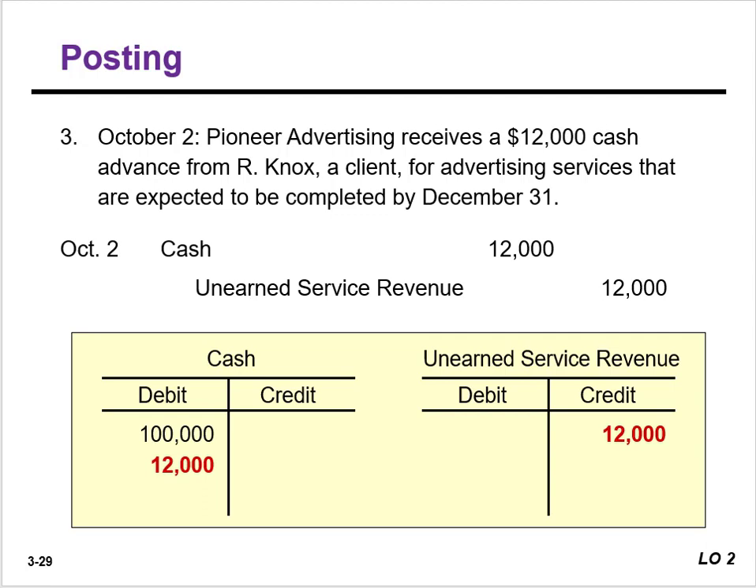October 2nd, Pioneer Advertising receives a $12,000 cash advance from R. Knox, a client, for advertising services that are expected to be completed by December 31st. On October 2nd, cash is debited for $12,000, and unearned service revenue is credited for $12,000 because the services are not completed yet. And so you're going to debit cash for $12,000, and you're going to credit unearned service revenue for $12,000. And here, cash has $100,000 in from a prior entry. So they're showing you how the accounts will build with transactions.